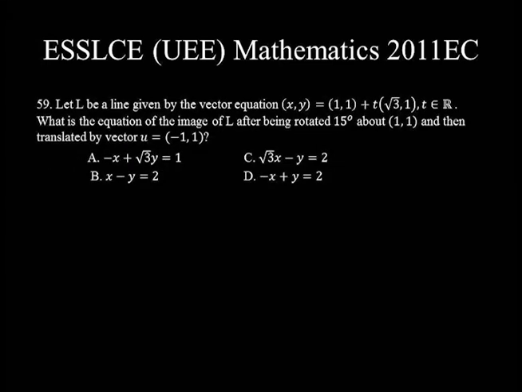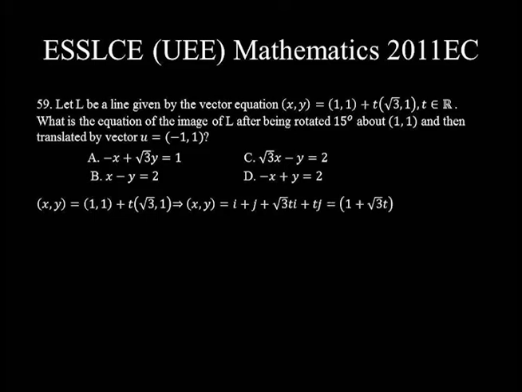Question number 59. Let L be a line given by the vector equation x, y is equal to 1, 1 plus t times root 3, 1, t an element of any real number. What is the equation of the image of L after being rotated 50 degrees about 1, 1 and then translated by u is equal to negative 1, 1? x, y is equal to 1, 1 plus t times root 3, 1, which implies x, y is equal to i plus j plus t times root 3, 1, means root 3 t i plus t j. This implies 1 plus root 3 t i plus 1 plus t j.